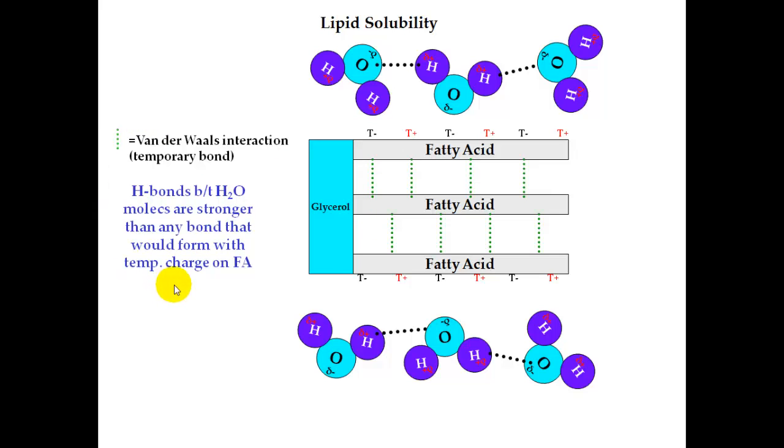So van der Waals interactions are these temporary bonds. What's the reason why water molecules don't bind to those temporary bonds? It's because of this. Hydrogen bonds between water molecules are stronger than any bond that would form with the temporary charge on a fatty acid. So again, water molecules would prefer to form that hydrogen bond with other water molecules as opposed to the relatively weaker bond that it might form with a fatty acid. Here's how this all relates to cell biology. Therefore, water molecules remain bonded to each other and not to the fatty acid.